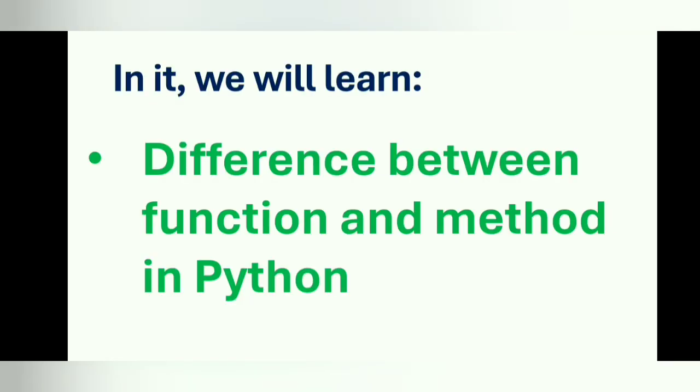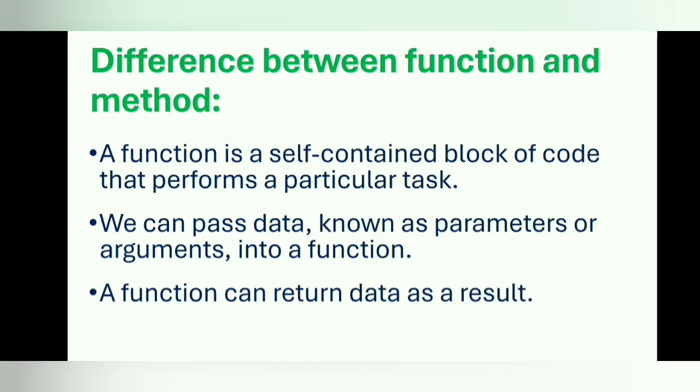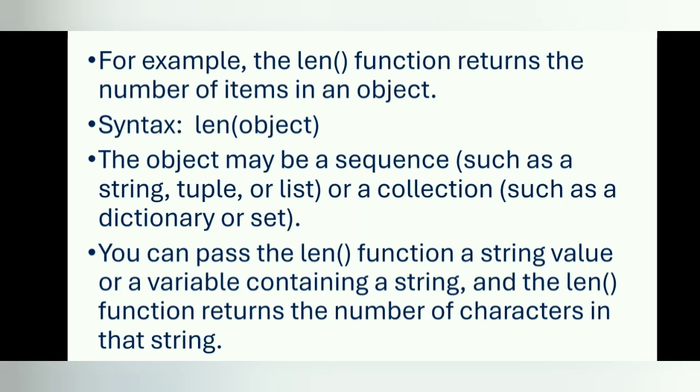In this Python tutorial, we learn the difference between function and method in Python. What is a function in Python? A function is a self-contained block of code that performs a particular task. We can pass data known as parameters or arguments into a function. A function can return data as a result. For example, the len function returns the number of items in an object.